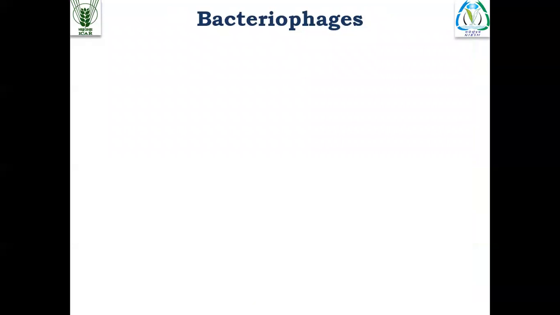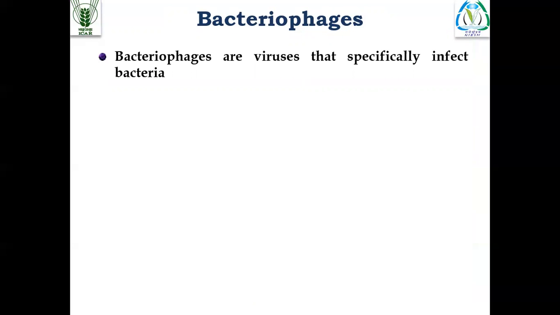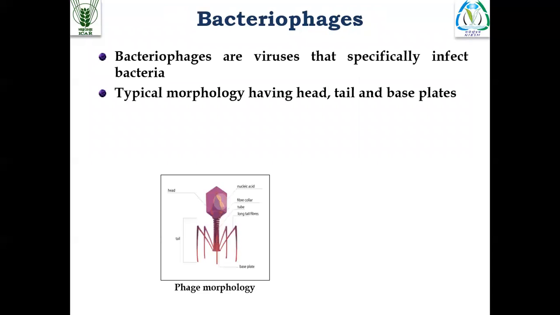So what are bacteriophages? Bacteriophages are viruses that specifically infect bacteria and replicate inside the bacterial cells, resulting in lysis and killing of the host cell and release of more and more phage particles. A bacteriophage has a typical morphology of head, tail, and base plate, and its genome consists of single or double-stranded DNA or RNA, which is encapsulated inside the protein coat.